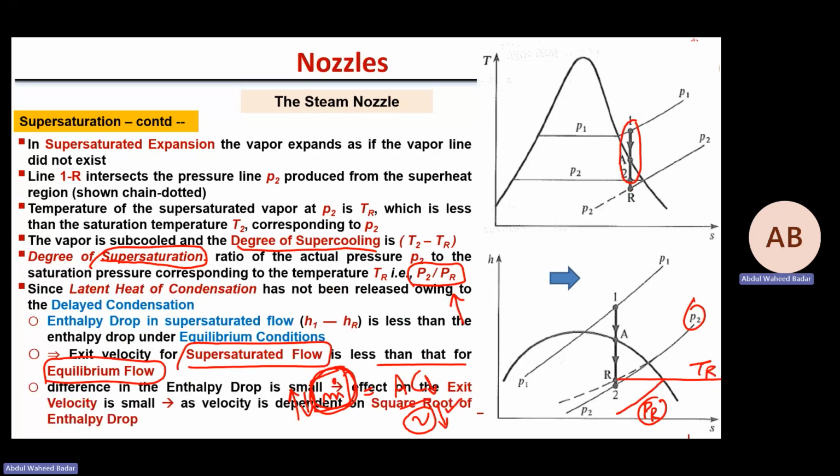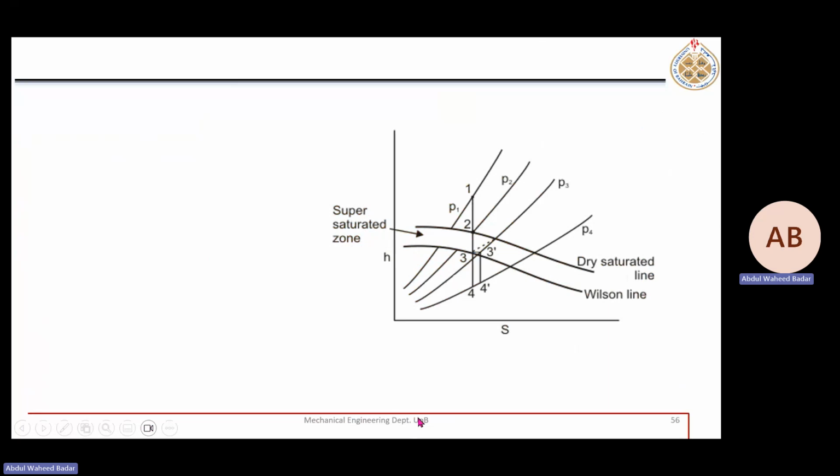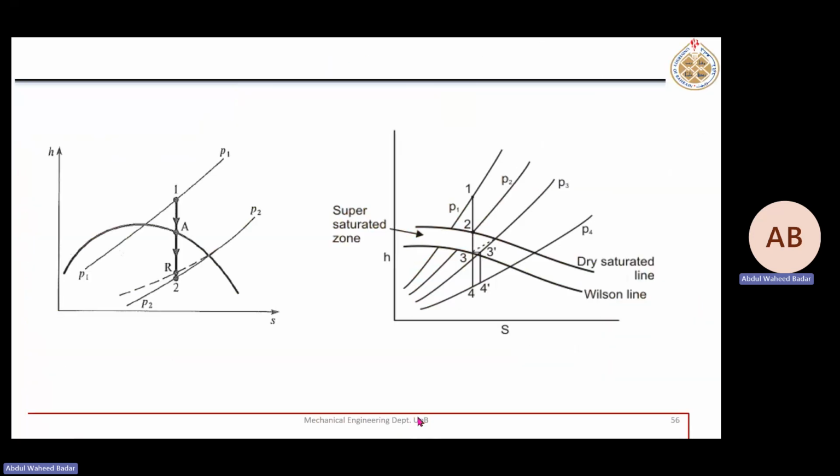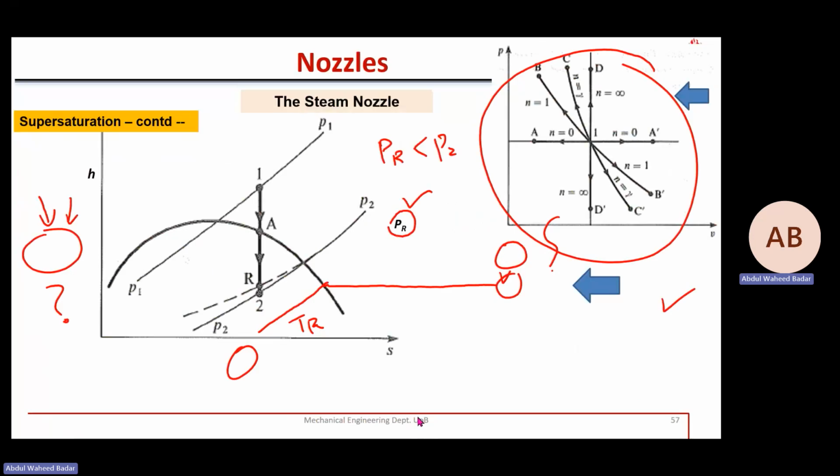Just look at this, and then we'll have some more interesting things about supersaturated flow, which we'll discuss later on. So I will discuss this. Until then, you can understand by yourself why VR is less.